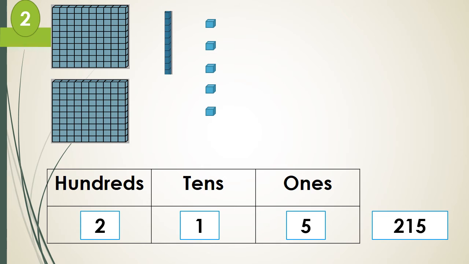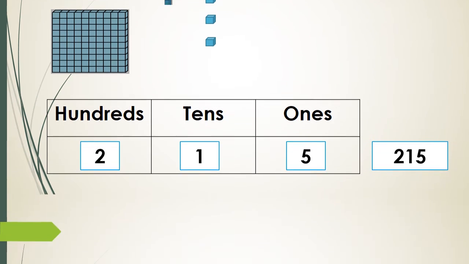Always read the first number alone, 200. Then read the 2 numbers, tens and ones, together. Tens and ones together, 15. This number is 15. And we have 200. So the number is 215.